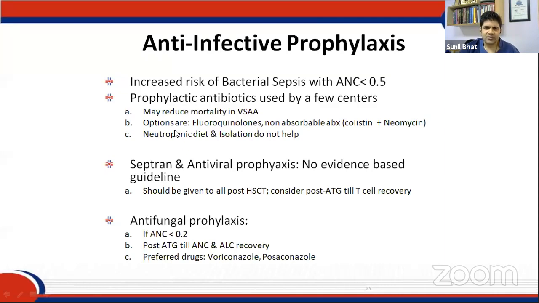Now, what about anti-infective prophylaxis? We are tempted because they're aplastic, they have a low white cell count, and they have a high risk of infections. We are tempted to give prophylactic antibiotics for them.